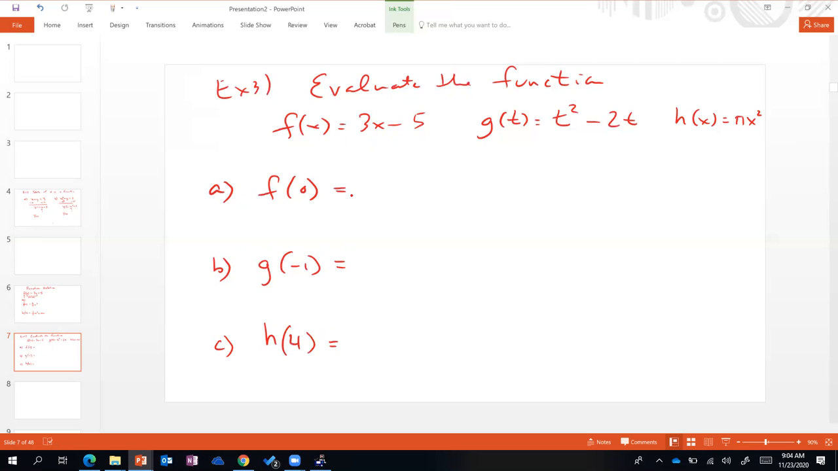All right, so notice the name of the function, right? That little letter in front tells me which function I'm going to use, just like each of you guys have names. Functions have names themselves. So let's go with it. This tells me I'm going to use the f function, and in this case, I just need to plug in a 0. As I plug in a 0, 3 times 0 is 0, minus 5 is -5. Are we good there?